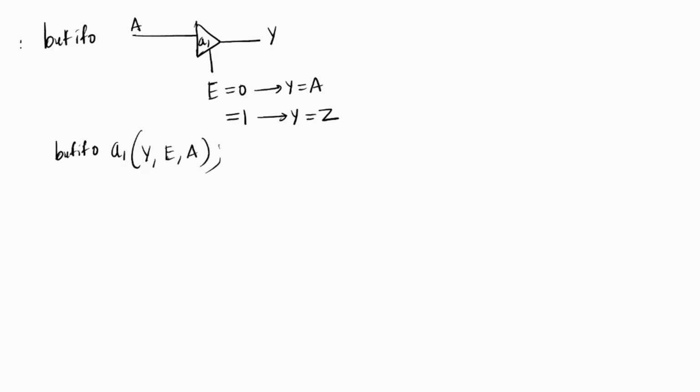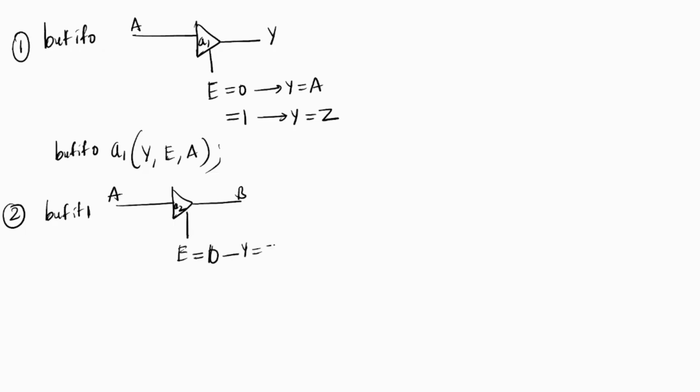Next, buff if 1. This is also a tri-state buffer, with input A, output Y, and instance a2, and an enable. Buff if 1 means when enable equal to 0, it will be in the high impedance state. When enable equal to 1, it will act as a buffer. So how can I write it? Buff if 1, a2 Y comma A comma E. Like this.